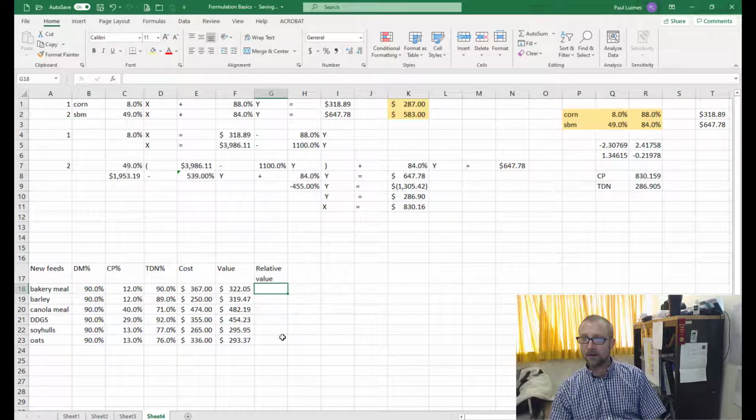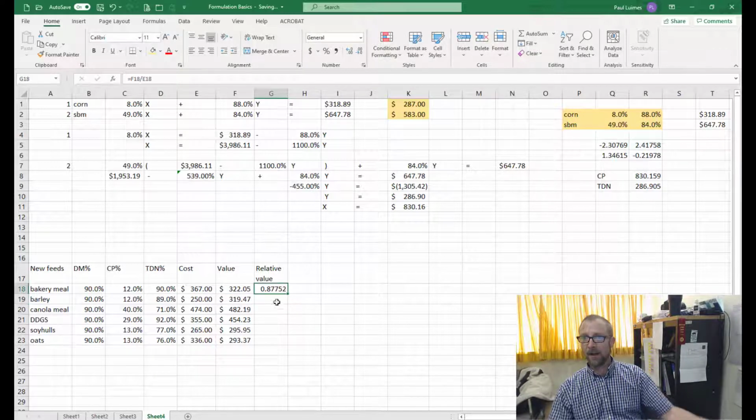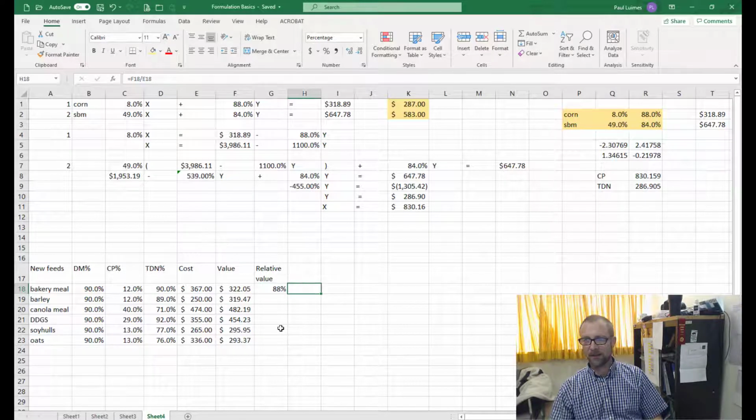And so what I'm going to do is say, okay, what is the cost of this? Or what is the value of this? Okay, this is the value. This is how much it's actually going to cost me to buy it. Is it worth buying? It's got about an 88%. Its value is only $322 based on the protein and energy in it, and it's going to cost me $367. So the relative value is not there.